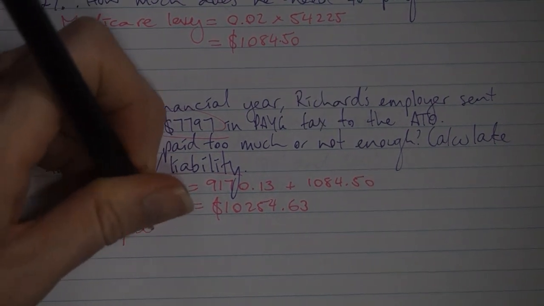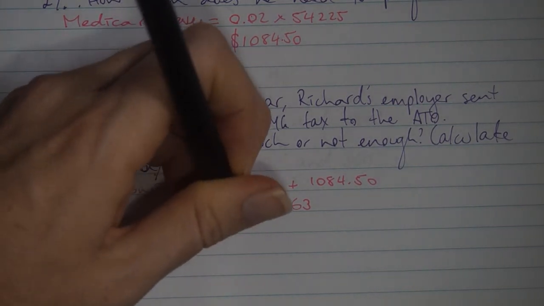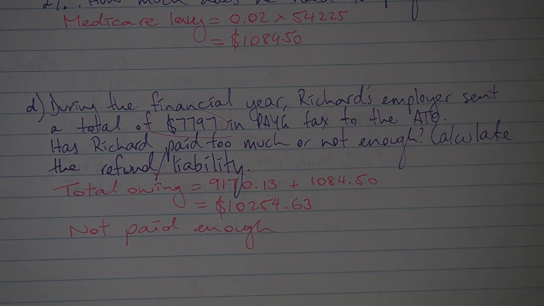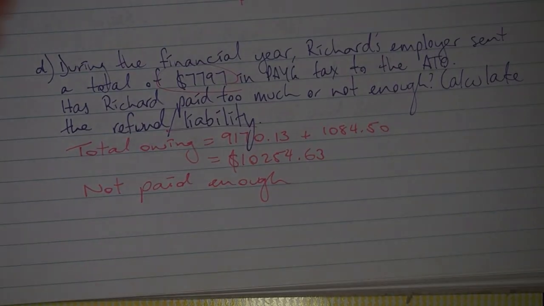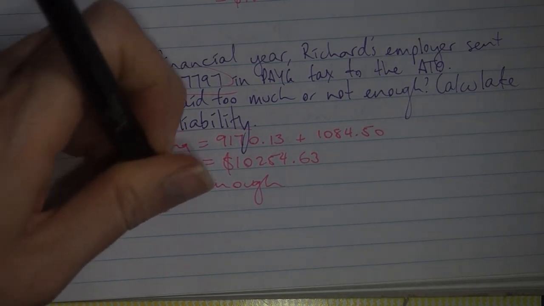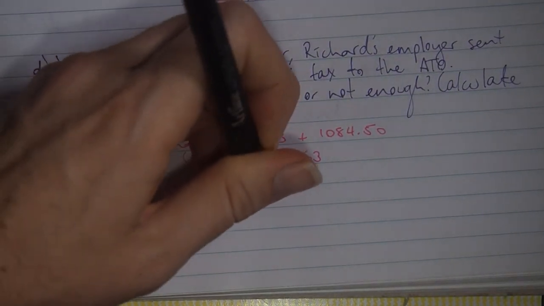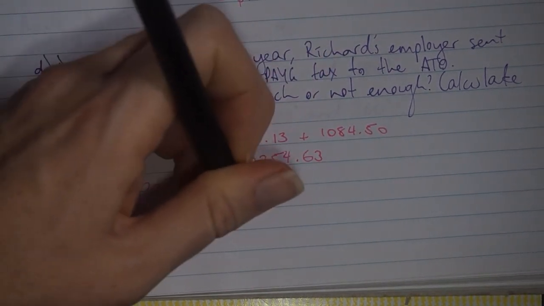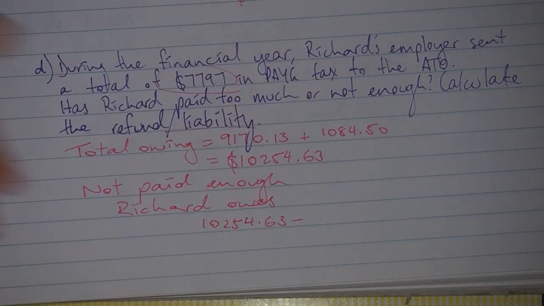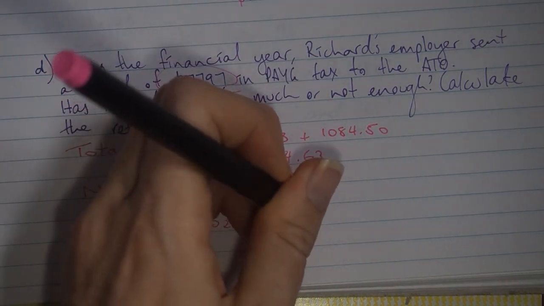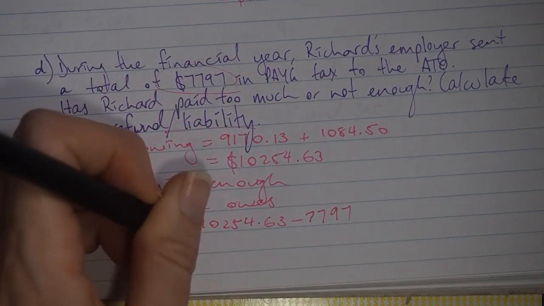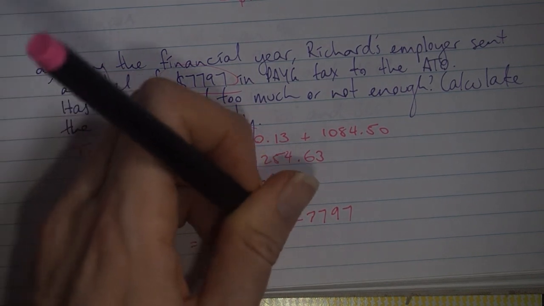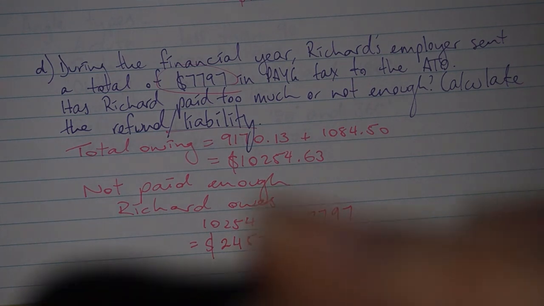So it's always good to just point out, even if you think it's obvious, make sure the person who's marking your work knows that you know it's obvious. Okay, he's not paid enough, and so he owes now $10,254.63 minus what his employer already paid on his behalf, which gives us a difference of $2,457.63.